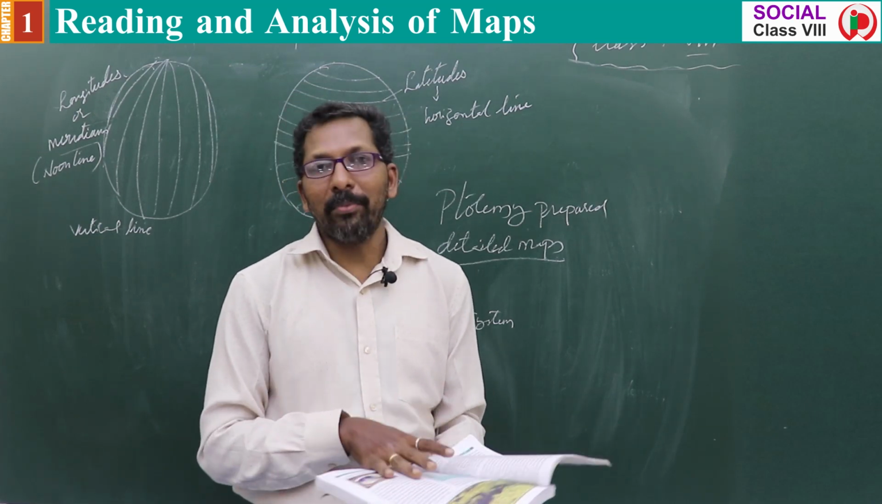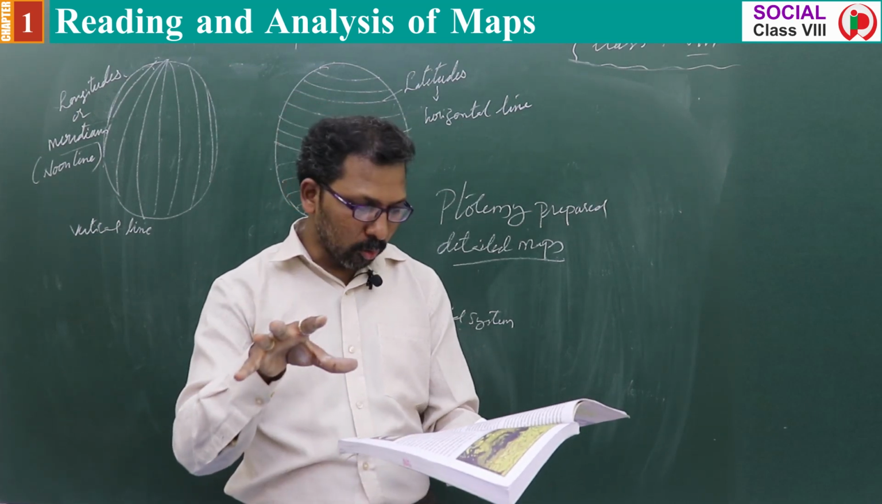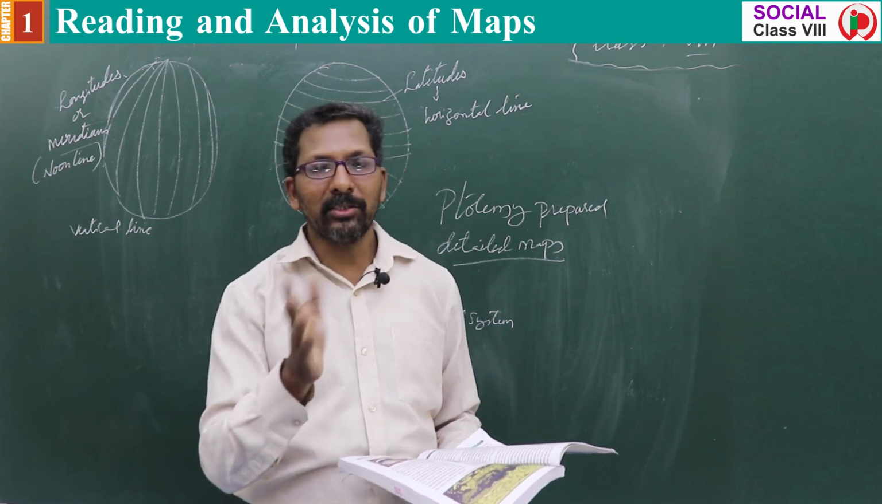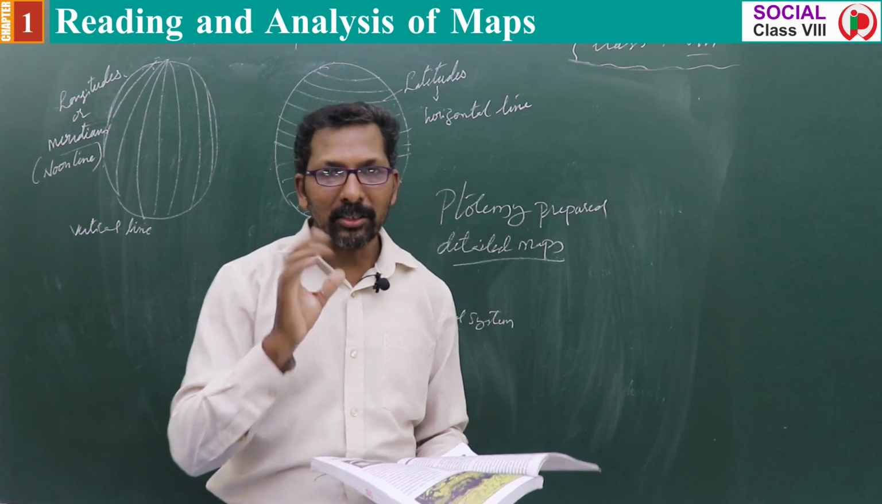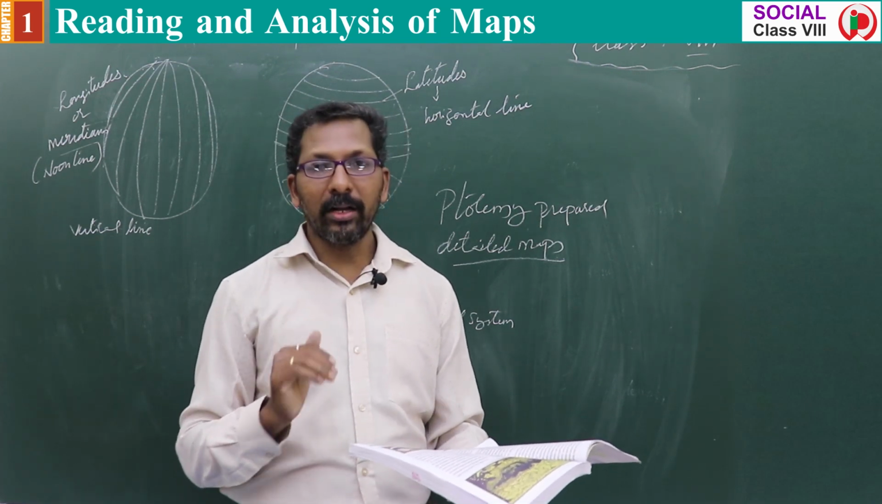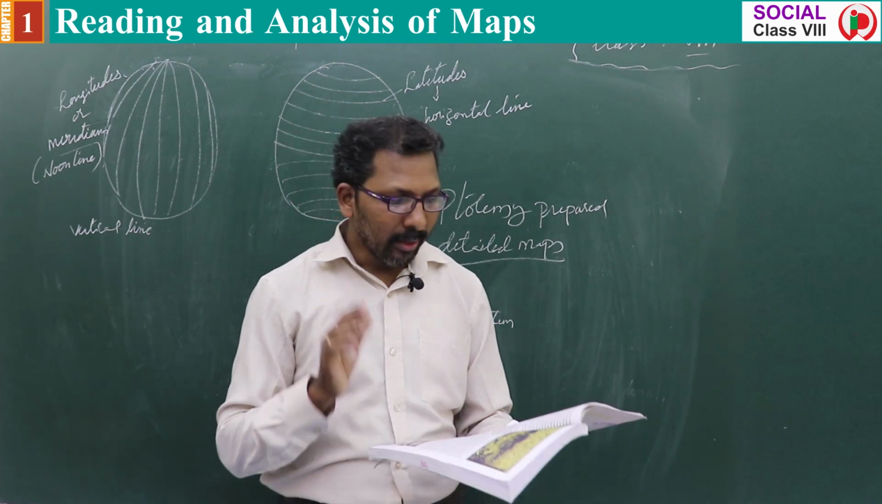So in this map, Idrisi's map, what is fully shown? The Eurasian continent is shown. Eurasian means what? Europe and Asia together are called Eurasian. So that is shown. Then what is missing? Southern Africa and Southeast Asia are missing.